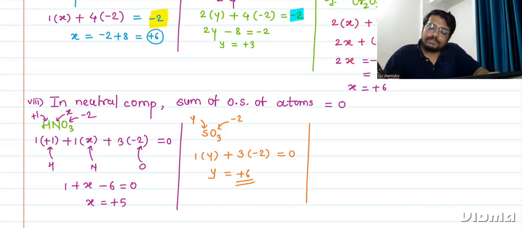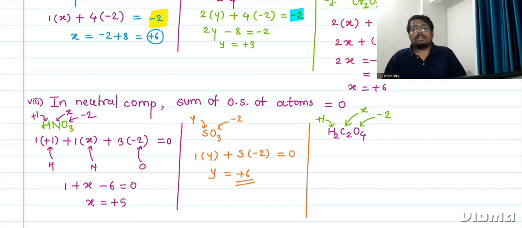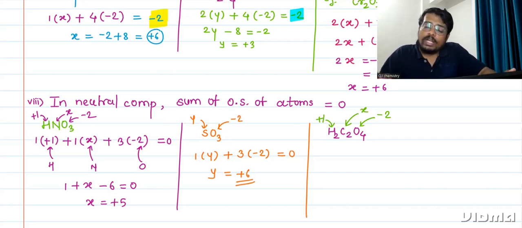Next example, H2C2O4, oxalic acid. The oxidation state of oxygen in oxalic acid, or the oxalate ion, is -2. The oxidation state of hydrogen is +1. We don't know the oxidation state of carbon, so let us consider the oxidation state of carbon to be X. How many hydrogen atoms are there? 2, so 2 into +1. +1 is the oxidation state of the hydrogen atom.